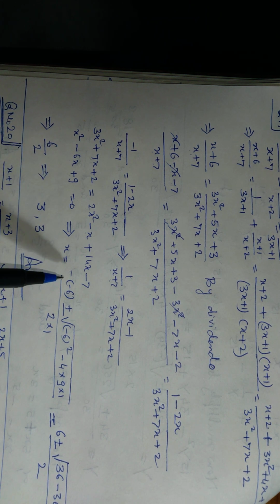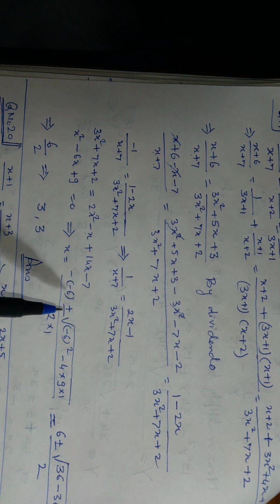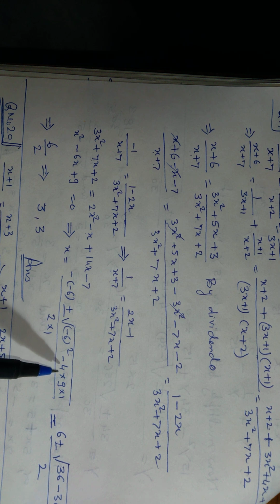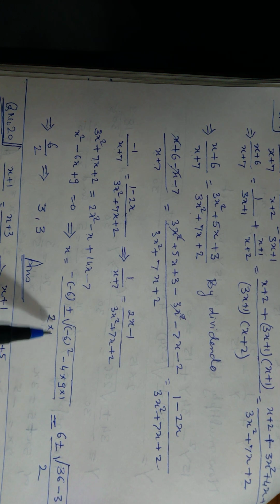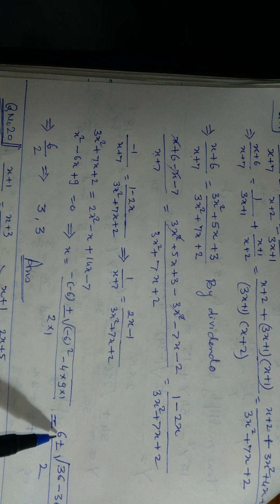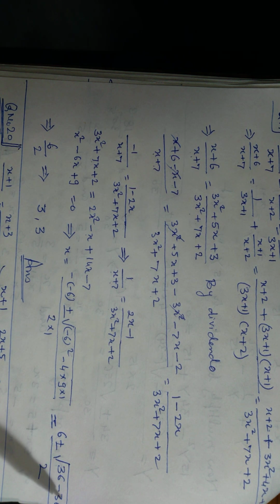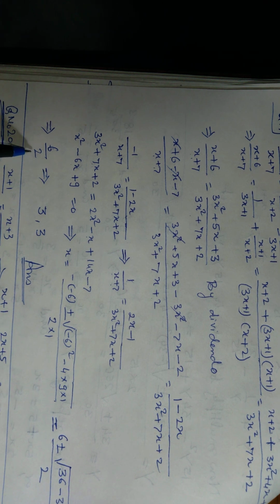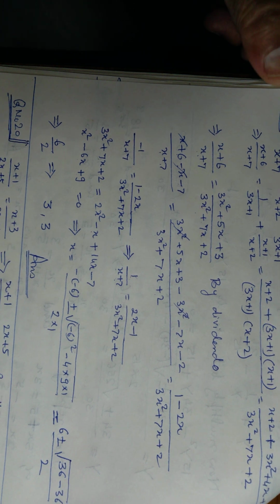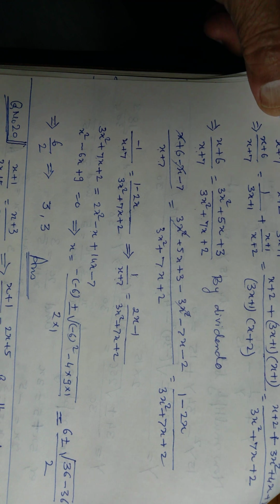So x will be equal to minus of minus 6 plus minus root of minus 6 whole square minus 4 into 9 into 1, whole divided by 2 into 1. Further solving, 6 plus minus root 36 minus 36. So you see the discriminant will become 0. We will be left with 6 by 2. So the answer in both cases will be equal to 3. The roots will be equal because the discriminant is equal to 0. Now question number 20.